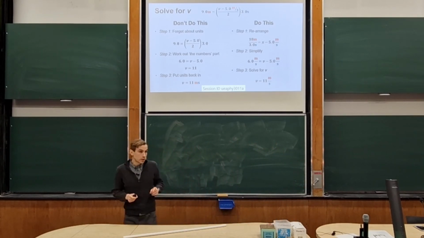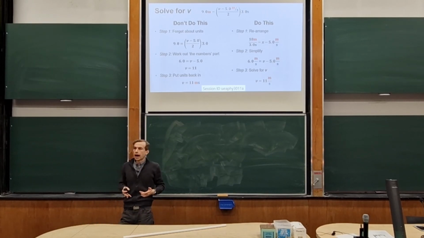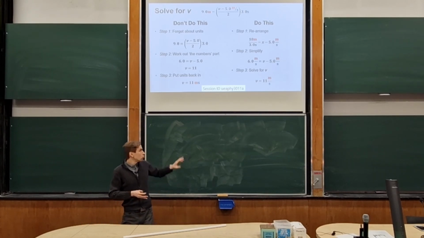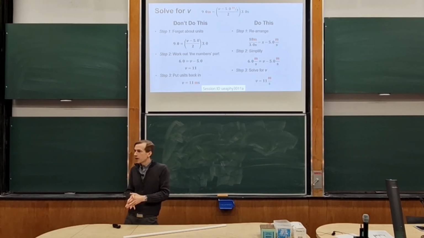So I know it can be tempting to just say, well, we'll just ignore the units and worry about the numbers and put the units back in at the end. But I really encourage everybody, treat the units just like any other part of the equation. It's a much better way of approaching units. Does anybody have any questions about that?